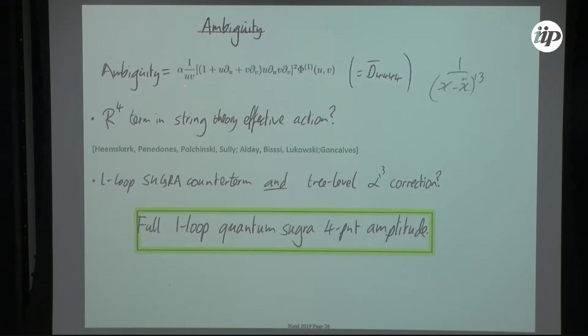So this is the ambiguity. And it's precisely a d bar 4444, which people have known previously is a direct consequence of the R to the 4 term in the string theory effective action. So it's both a tree-level alpha prime cubed correction, but also a one-loop supergravity counterterm. The two are related. In fact, they're related by SL2Z of string theory. Okay, very good. But the main point is that we obtain the full one loop 2222 4-point amplitude.